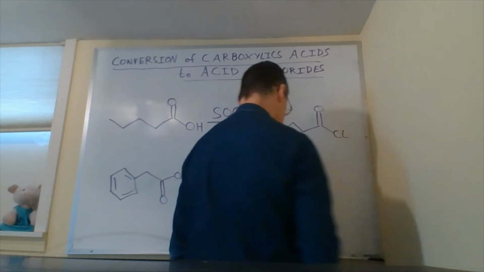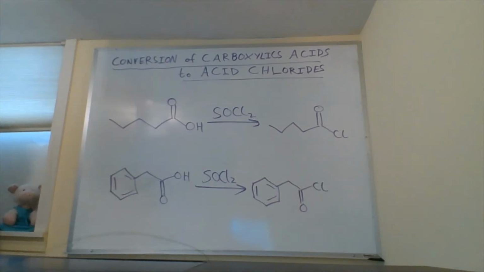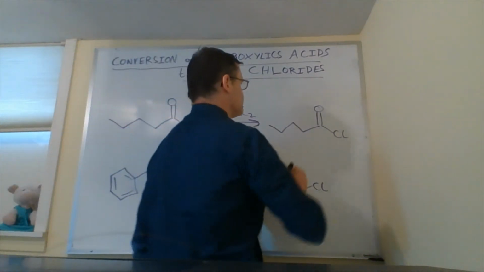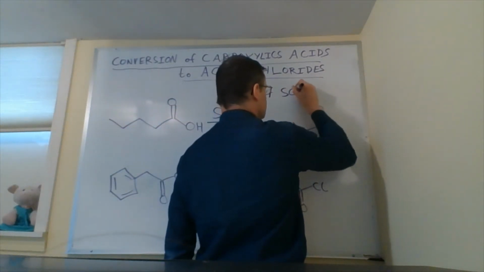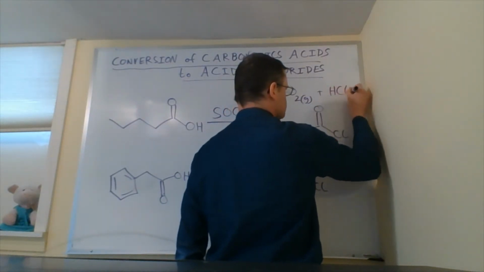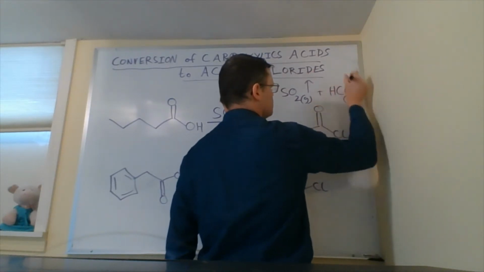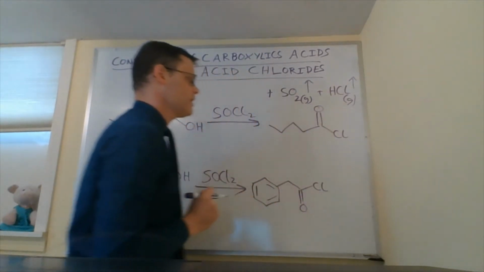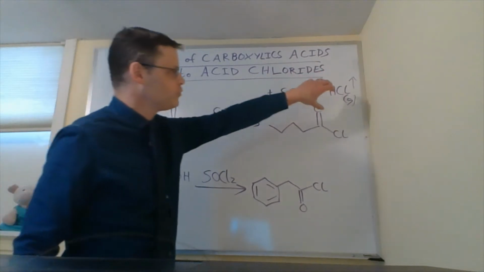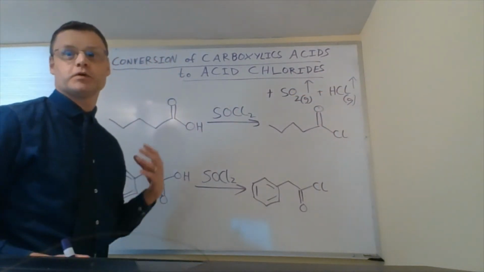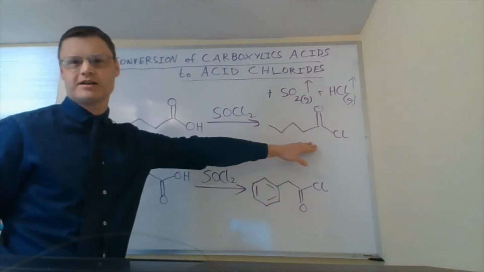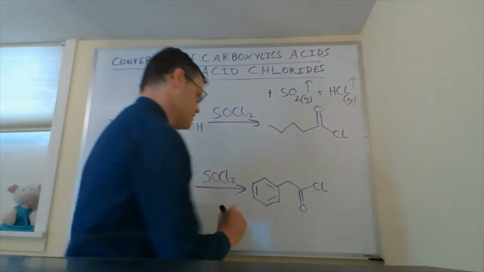Make this. Now, one thing I forgot to mention when I did the general reaction, the reason why this works so well is the byproducts. We're making sulfur dioxide, which is a gas, and we're making HCl gas. Because they're gases, they can bubble out of the reaction. Essentially, we're making use of Le Chatelier's principle. We are removing products, so that's going to drive the reaction to the product side. It's going to shift the equilibrium to the right.